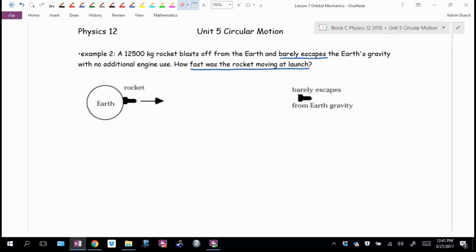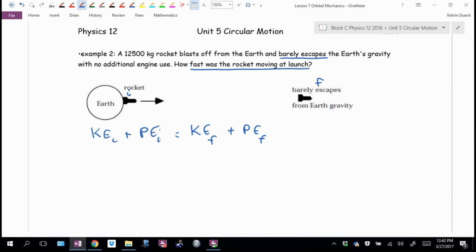This is a job for conservation of energy, I think. But we're going to have to use the cosmic one. So we start out the same. We start out by saying, well, your initial kinetic and your initial potential equal the final kinetic and the final potential, where initial is right on the Earth's surface and final is out at infinity.